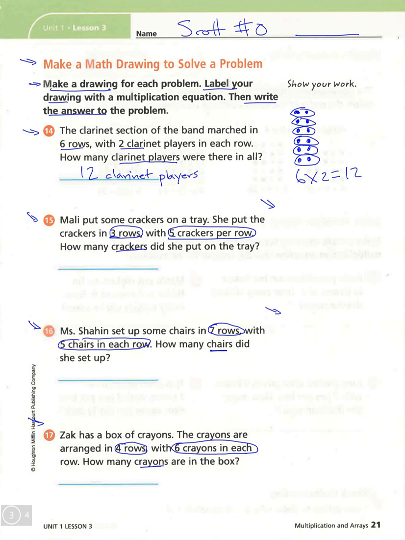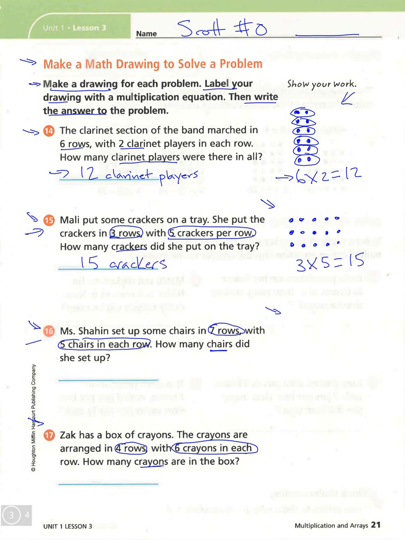So we already did number 14, and we're showing our work. We're doing drawings like this, and we're writing an equation, and then we're showing the answer. So I'm going to read the problem again here. Number 15, Molly put some crackers on a tray. She put the crackers in 3 rows. So 1, 2, 3. Those are the first cracker in each row. And then 5 per row. So 1, 2, 3, 4, 5. I have 3 rows of 5, which is 15. So she has 15 crackers altogether.